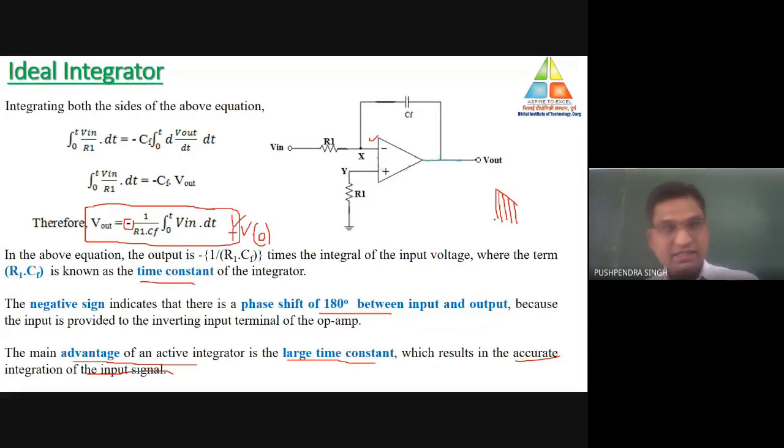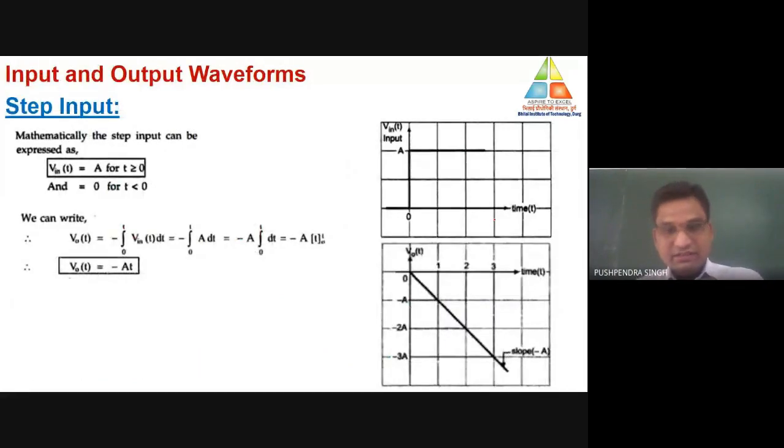So let us see different waveforms, or which kind of waveform can be generated with the help of this integrator. As I told you, any kind of waveform you can apply at the input terminal of the operational amplifier, and based on that input signal, the system will generate a different output.